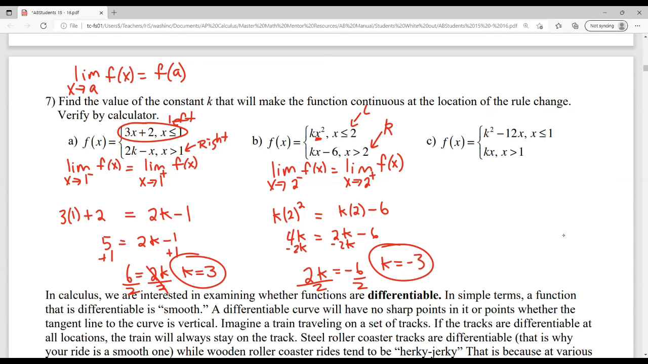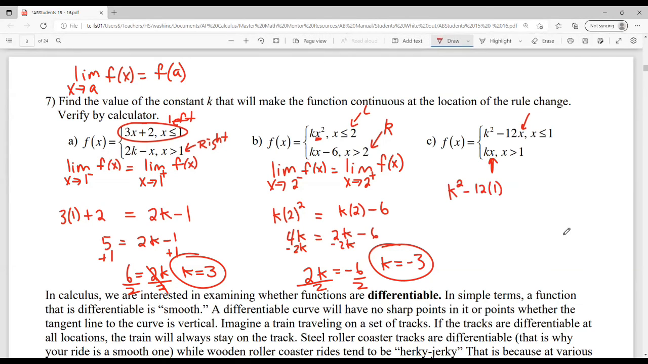And we are rolling into part C. This will be the last part of this video. We're going to plug 1 in for x and 1 in for x, and we're going to set those things equal to each other. So we get k squared minus 12 times 1 is equal to k times 1. We get k squared minus 12 equals k. We have a quadratic, so we're going to get this equal to 0. K squared minus k minus 12 is equal to 0.